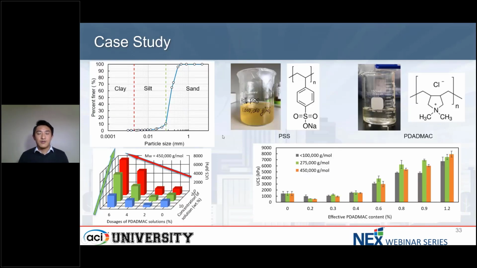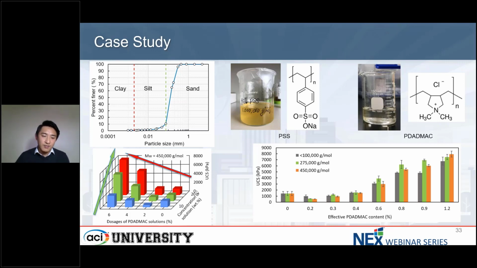After talking about the overview of the results in the literature, I'm going to show you 2 slides about my own research. This was my PhD work. I used 2 types of polymers, one positively charged and one negatively charged, to stabilize a sandy soil. The reason I chose these polymers is that I know a lot of their properties: their availability, molecular weight, water solubility, charges, and all those things.